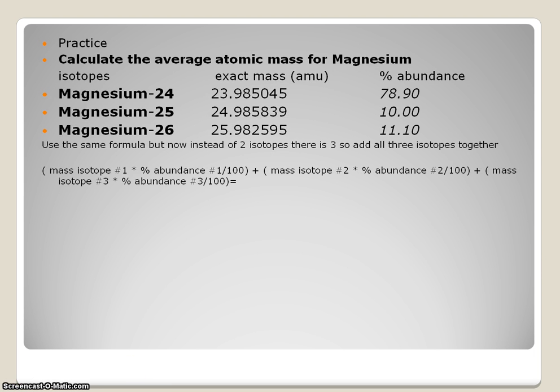Okay, let's do another one here. Now this one has 3 isotopes, so nothing changes. All you've got to do is do the same exact thing for 2 isotopes, 3 isotopes, 8 isotopes. It doesn't matter. You just add all the values together at the end. So, the mass of isotope number 1 is 23.985045. I gave you a lot of sig figs here. Okay, multiply by the percent abundance, divide by 100. Do it for each isotope, and then add them together.